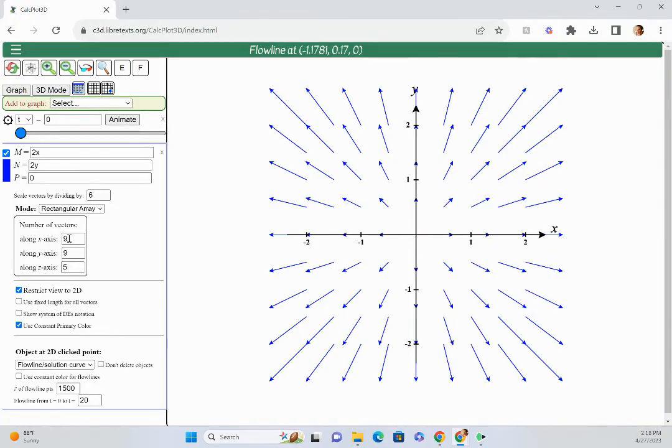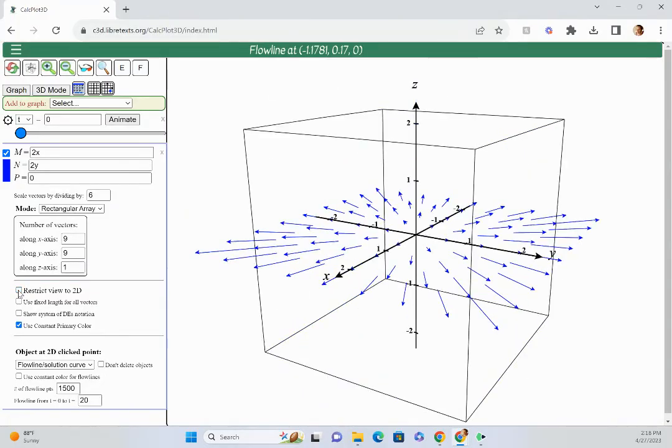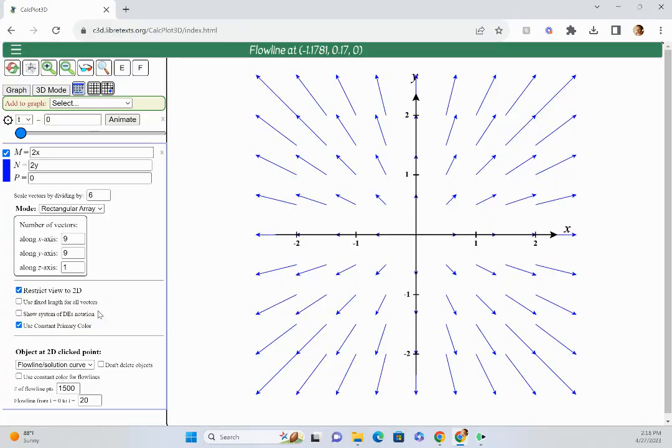Along the x-axis, I have 9 points where there was a vector calculated, and along the y-axis, same thing. Along the z-axis, I have 5 here, but really it's just 1 because this is a 2-dimensional vector field, and I've restricted my view to 2D. If I uncheck that box, I see an octant with the vector fields on the xy plane, which is great and all, but I'd really like a better view, so I go ahead and do that.